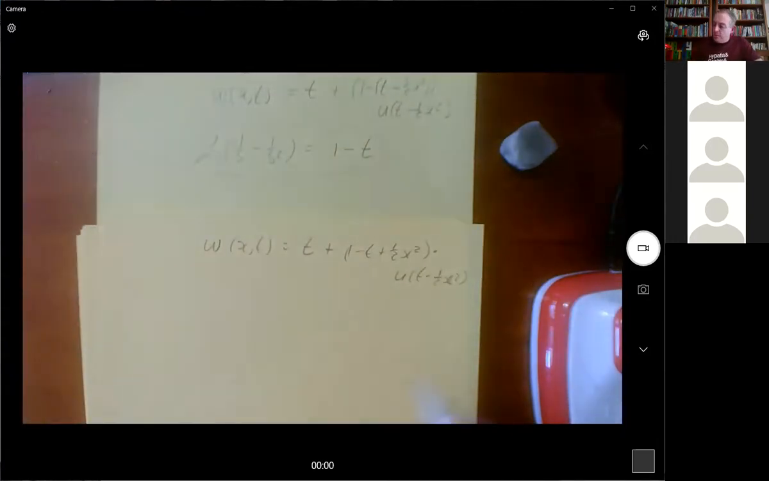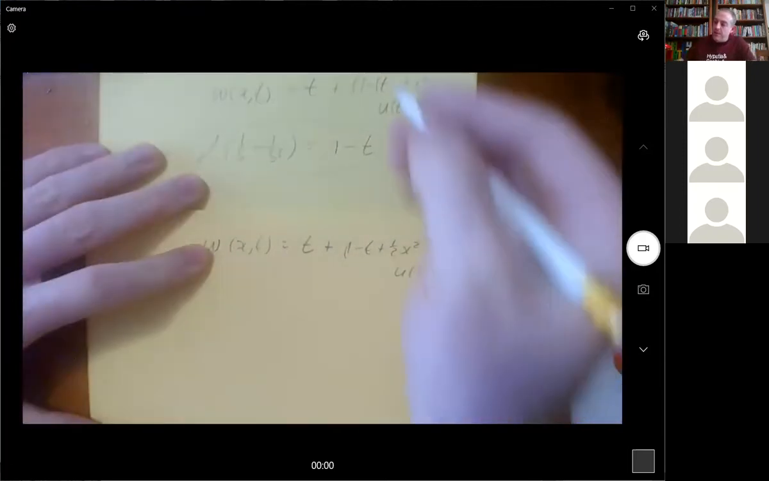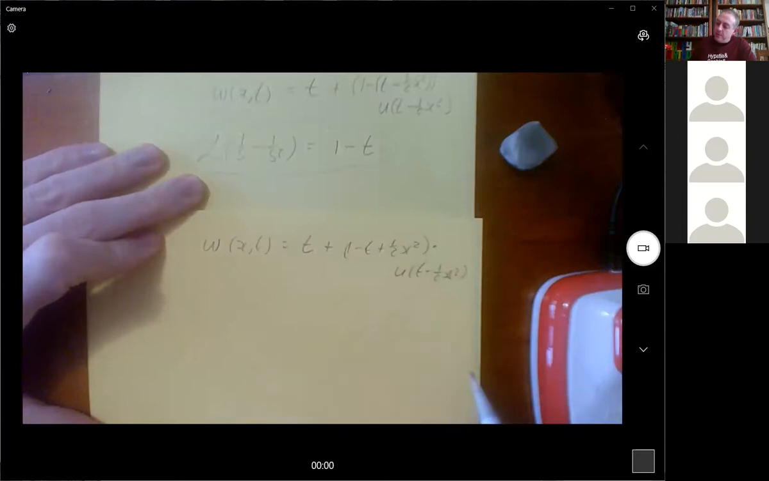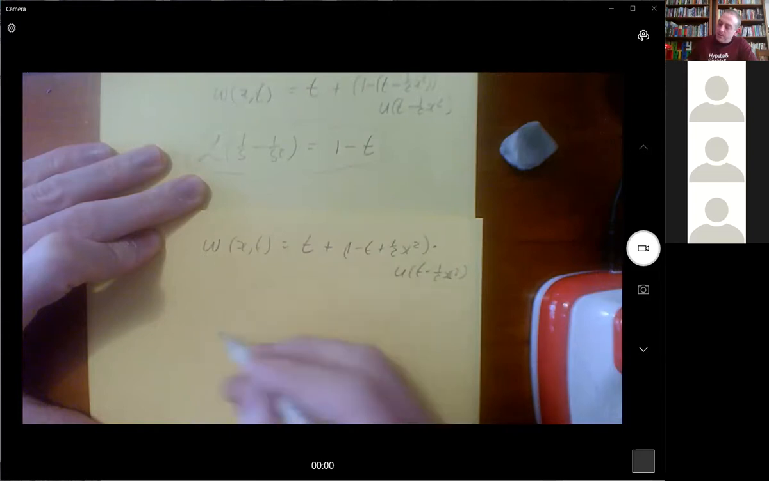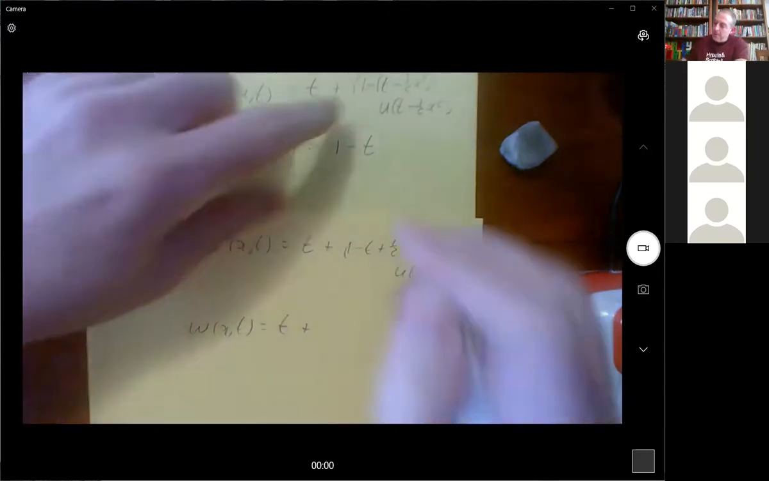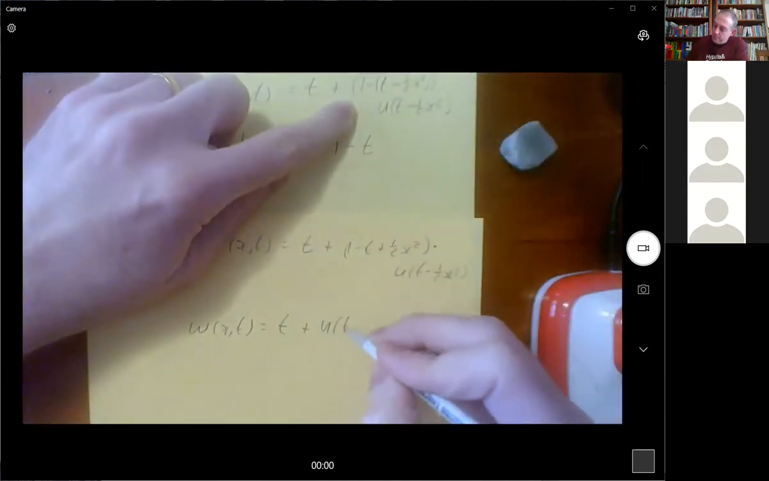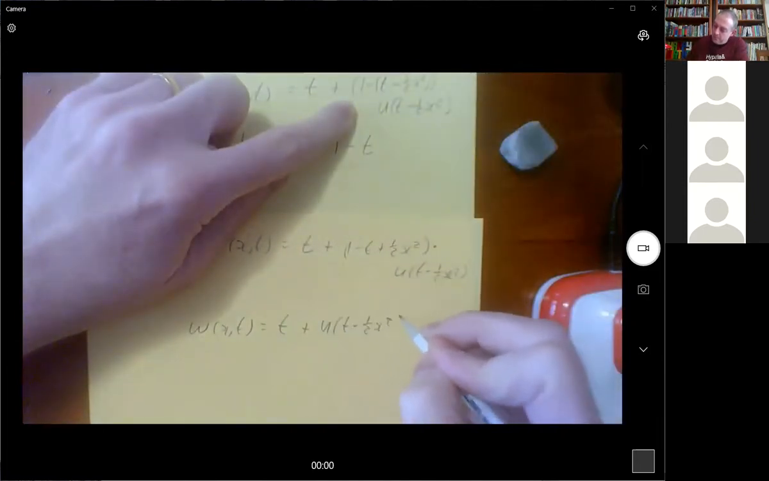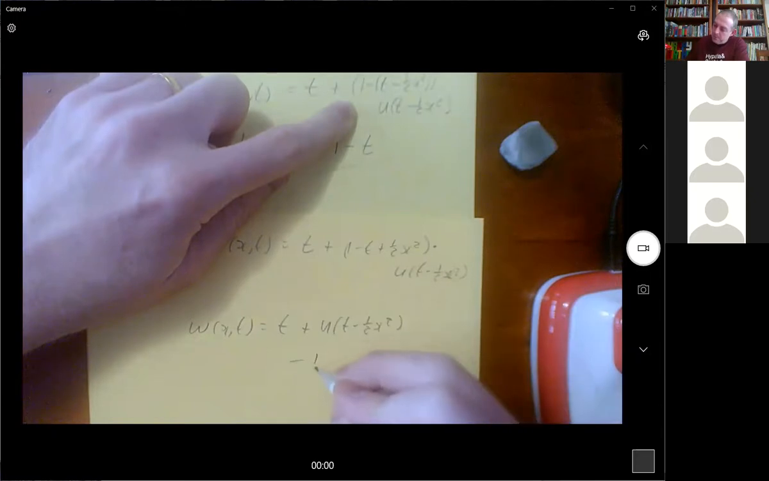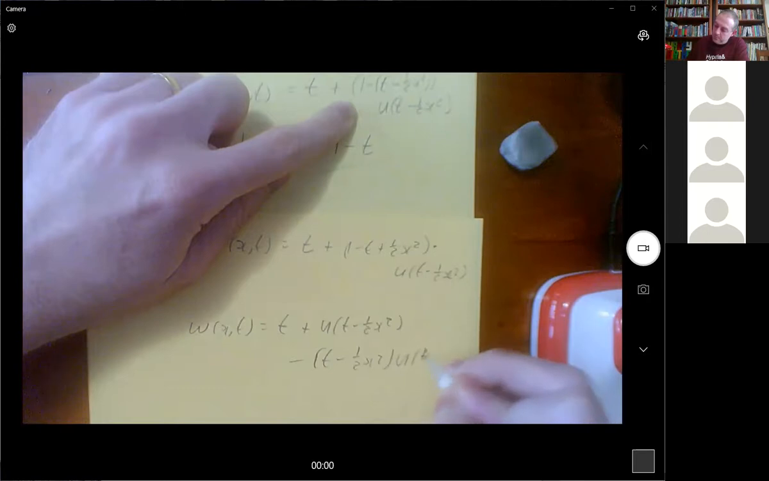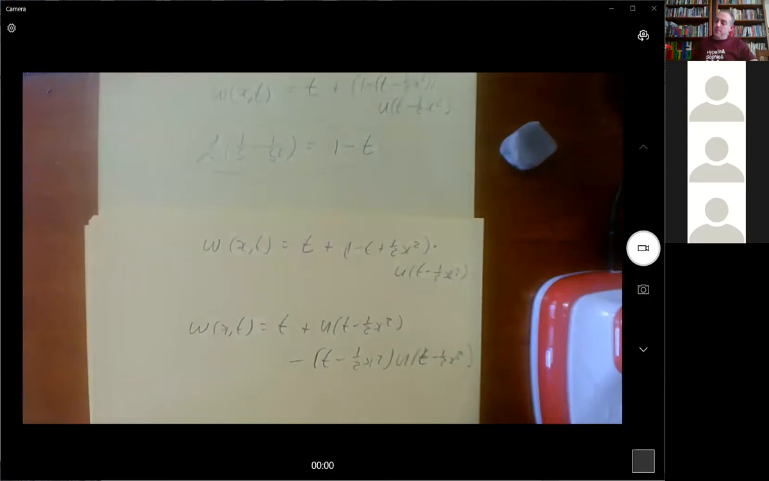If you felt like it, you could possibly have expanded this out back here instead of what I did, and maybe an alternative way of representing it might have been this times the u minus this times the u. Maybe that feels better.